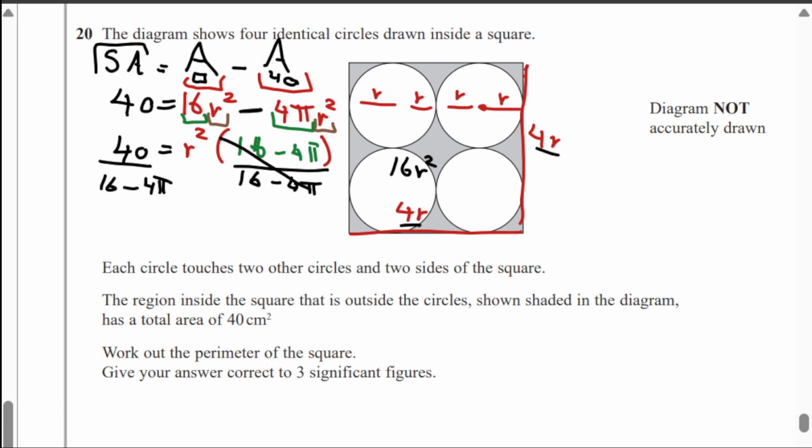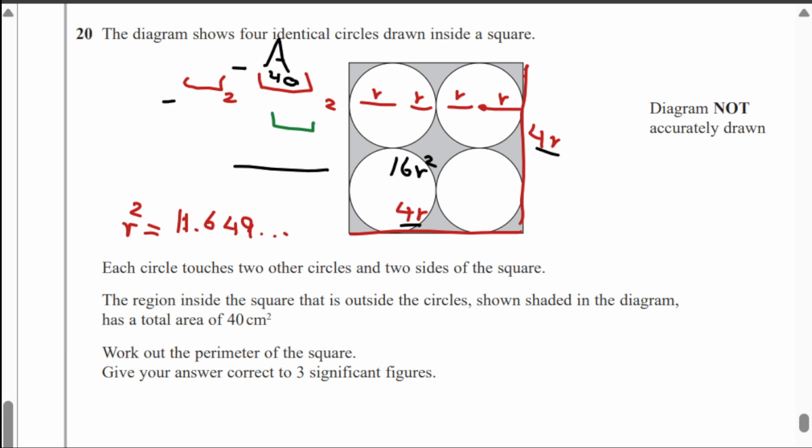Now this is gone. Now, if we plug in the calculator, 40 divided by 16 minus 4 times pi, we get r squared, right? That means r squared equals 40 divided by 16 minus 4 pi. That gave me 11.649, a lot of digits. Just leave it in the calculator. So I need some space. I'll erase this. We don't need you anymore. Thank you. Bye. Now, we got r squared.